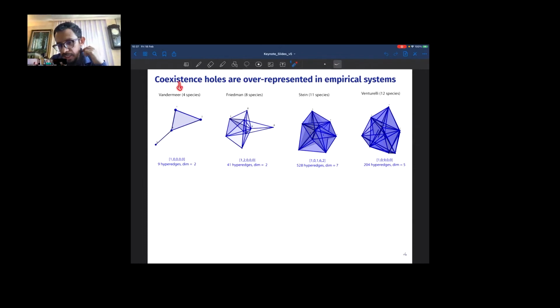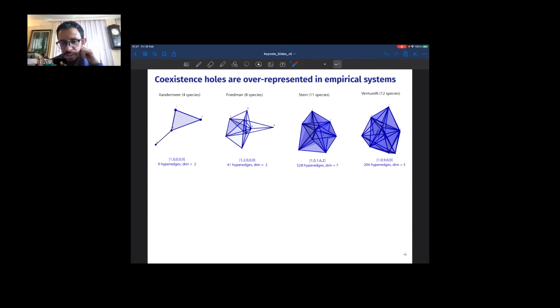Okay, so with this, let me show you a first glimpse of how they look. First, I want to discuss how the assembly hypergraph looks, and how the coexistence holes are. Here I'm showing you only 4 of those 5 experimental systems, from Vandermeer with 4 species on the left, to Venturelli with 12 species on the right. These visualizations are even interesting by themselves. For example, something that you can easily grasp from Vandermeer is that the assembly hypergraph is actually a simplicial complex, right?